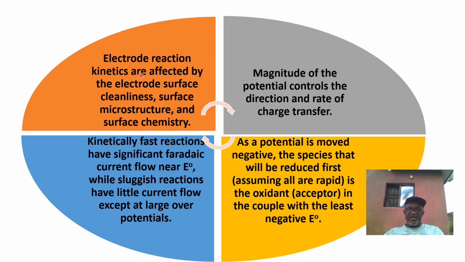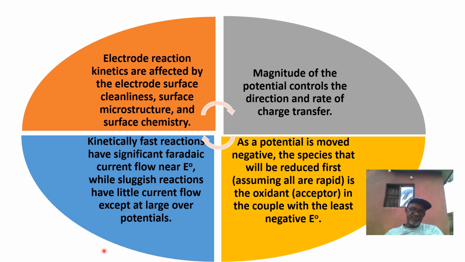The electrode reaction kinetics are affected by the electrode surface cleanliness, surface microstructure, and surface chemistry. So the surface of the electrode is very, very important. Is it very rough? Is it smooth? And of course, surface reactions that can take place. Magnitude of the potential controls the direction and rate of charge transfer.